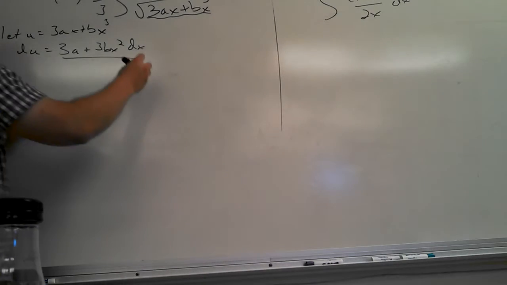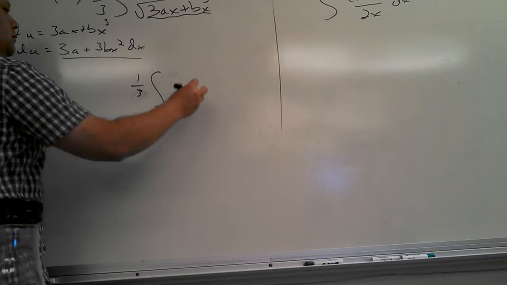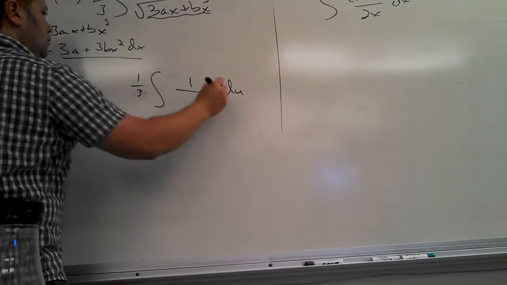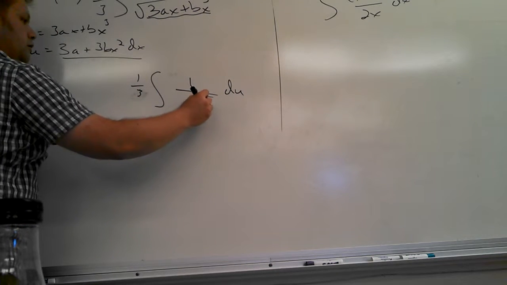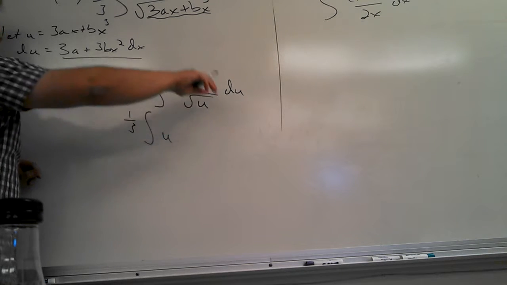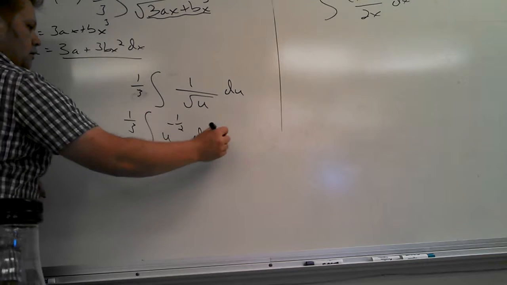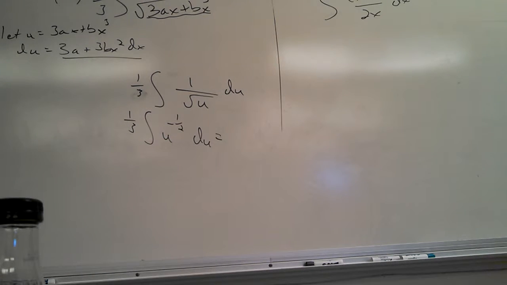Okay, so now I've got 1/3 integral 1 du over square root of u. So I can rewrite that as 1/3 u to the negative 1/2, and then I integrate that. So that's where the power rule comes into play.